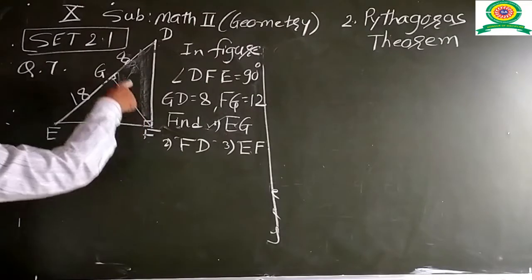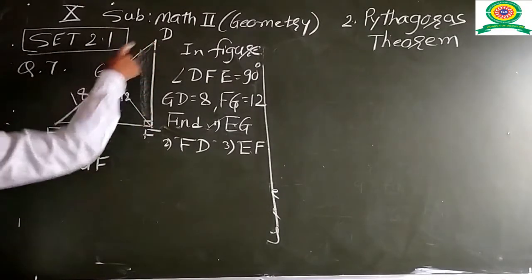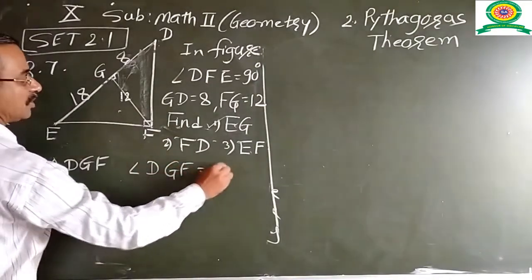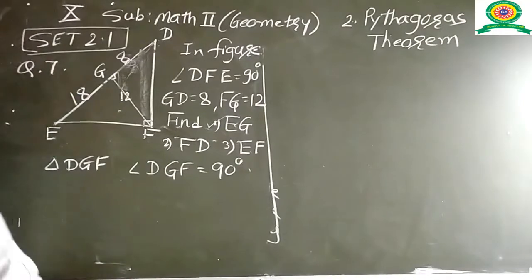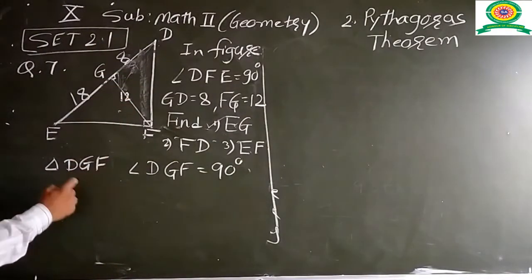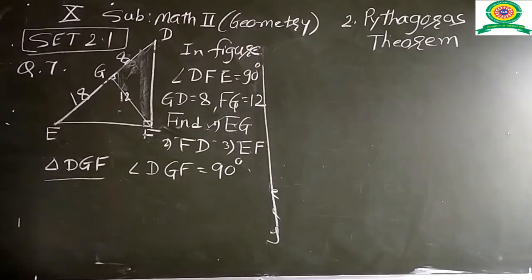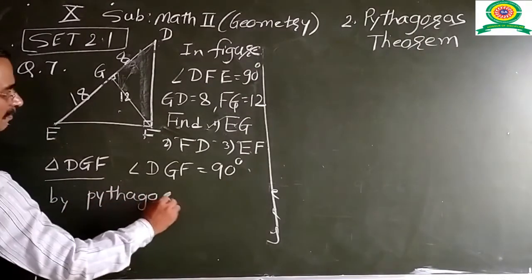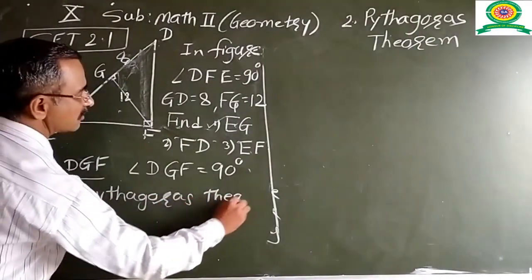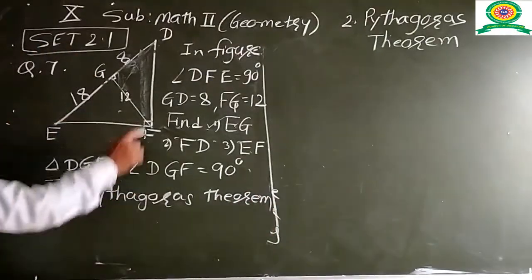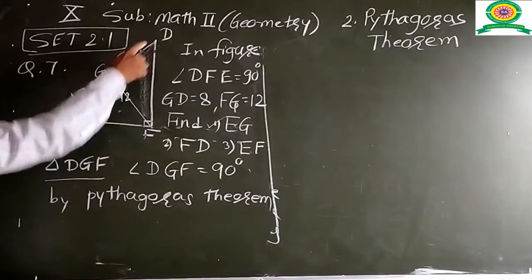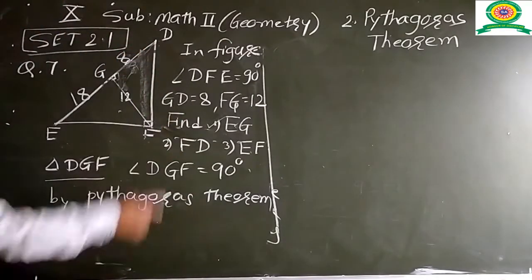In the given figure, the angle DGF is equal to 90 degrees, so it is a right angle triangle. So here we use the Pythagoras theorem. What does the Pythagoras theorem tell? The side in front of the 90 degree angle is called the hypotenuse.